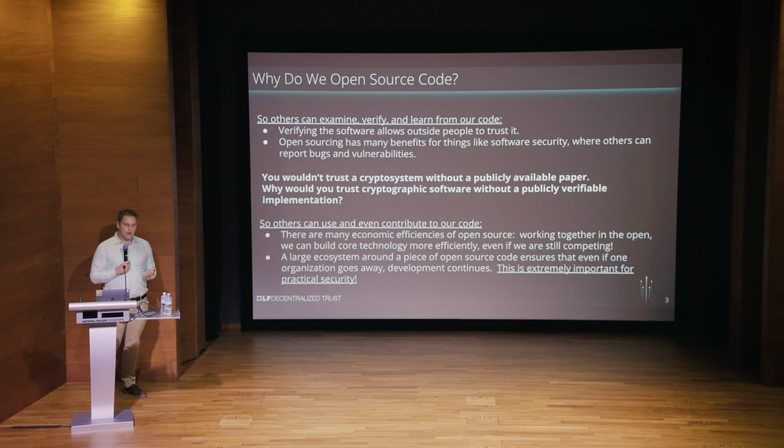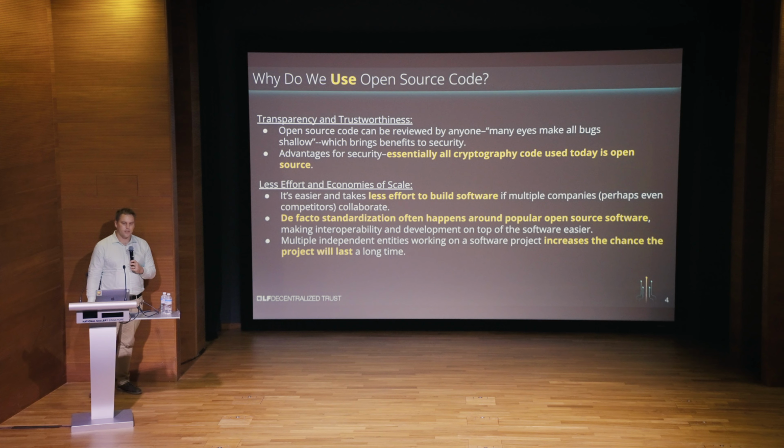But there are also other benefits, right? We want others to be able to use and even contribute to the code. There are lots of economic efficiencies of open source, and a large ecosystem around a piece of open source ensures that if one organization goes away, development continues. This is very important for things like practical security. So we use open source for this transparency and this trustworthiness.